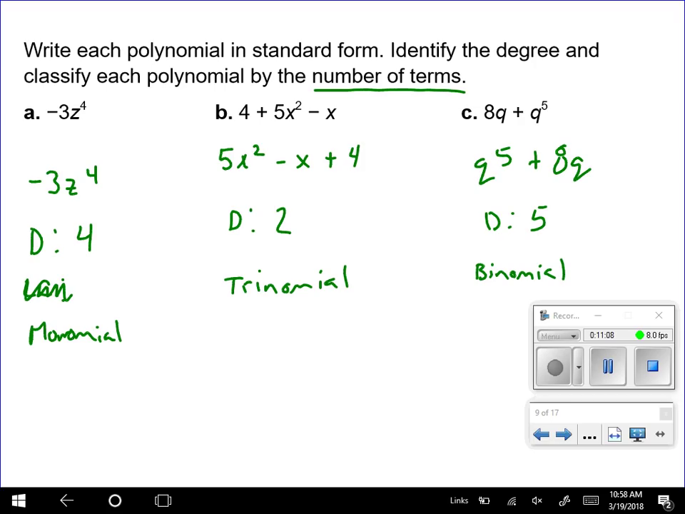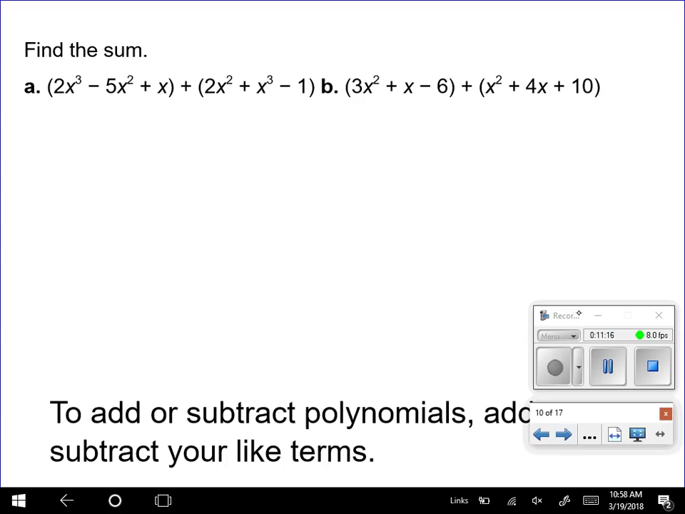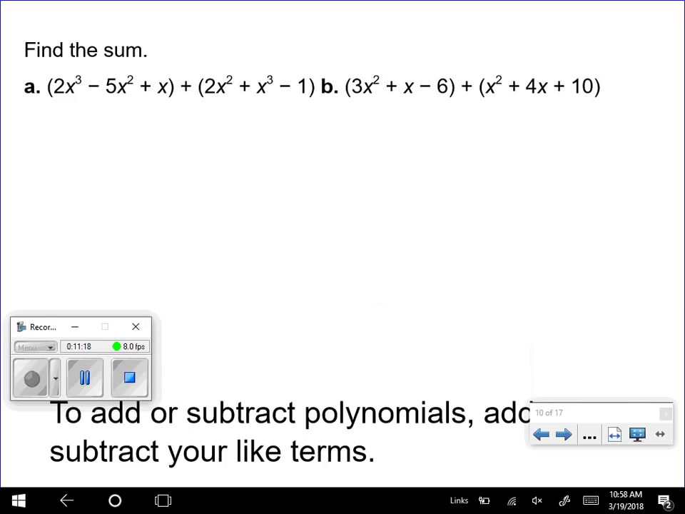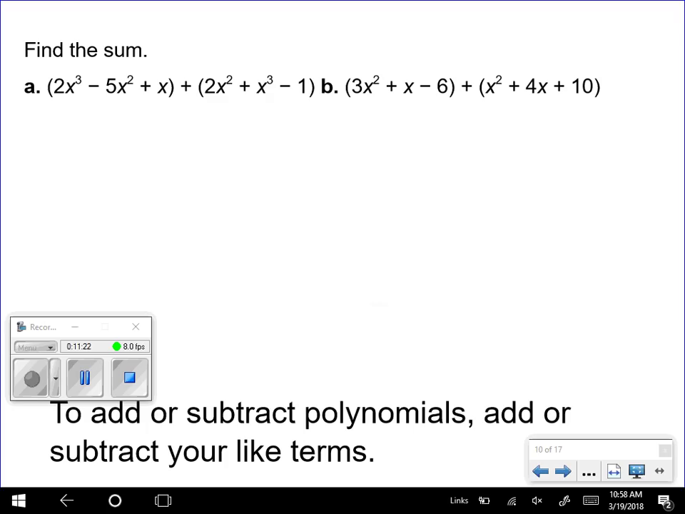Okay, now we're on to probably the most important part of today. And we're running out of time, so I don't want to go through this too fast, but we're going to be adding and subtracting monomials. Okay, the best thing about this is it's pretty simple. There's a couple ways you can do it. You can work horizontally or you can work vertically. I'll try to show you a little bit of both.